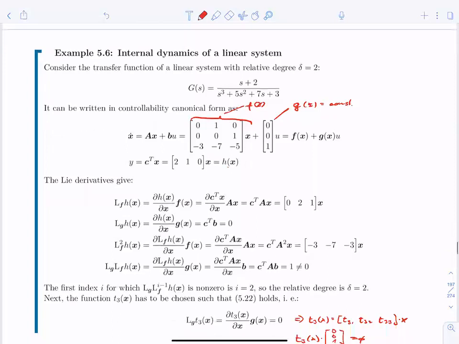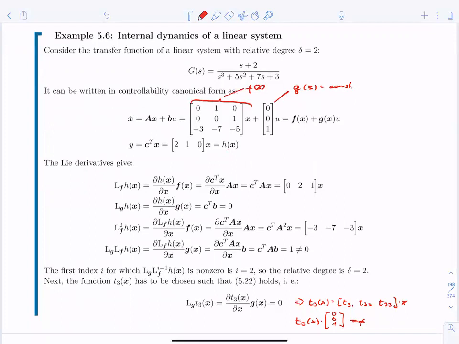I'm not going to repeat this again now. You should already know it somehow. Very importantly, we have a system of third order. It's a third order system. However, this Lie derivative here, Lg Lf h of x, is 1, so it's constant. Obviously, it's constant, and it's always different from 0.